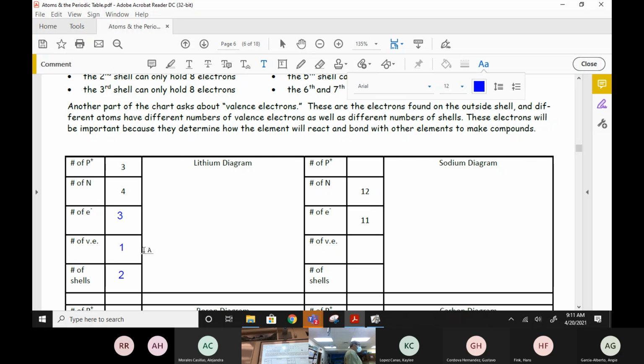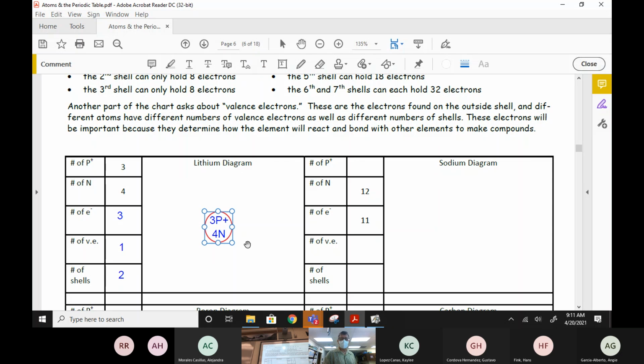Now, because this is a pretty small space, we're not going to draw the individual protons and neutrons. Instead, we're just going to write down how many there are in the nucleus. So let me see. I'm going to go 3 protons and 4 neutrons. Personally, I like to draw those inside of a solid circle to show that they're together in the nucleus.